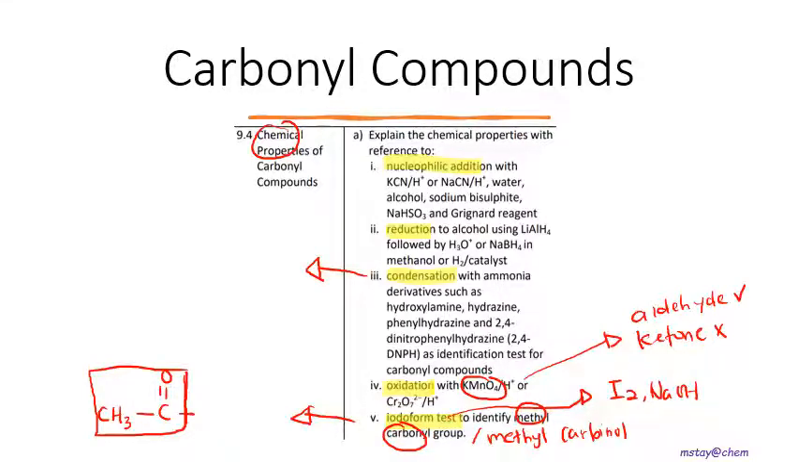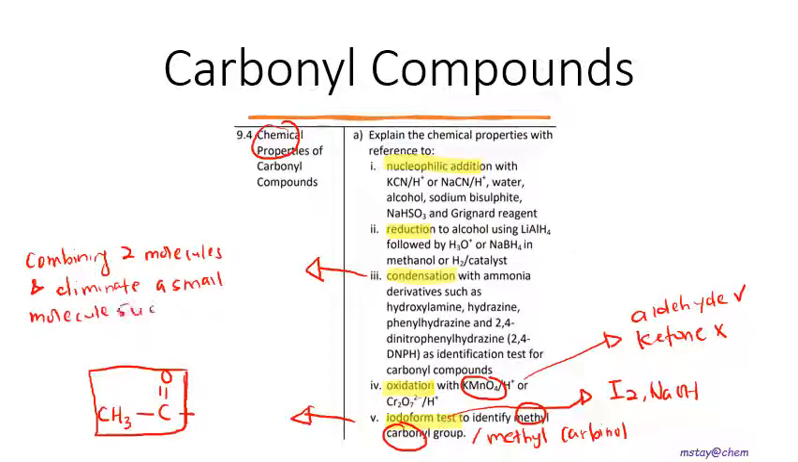So condensation is basically combining two molecules and eliminating a small molecule such as water. So what are the reagents? Basically, for example, hydroxylamine, hydrazine, phenylhydrazine, 2,4-dinitrophenylhydrazine, which is also used as the identification test for the carbonyl compound. So this identification test is known as the Brady test.